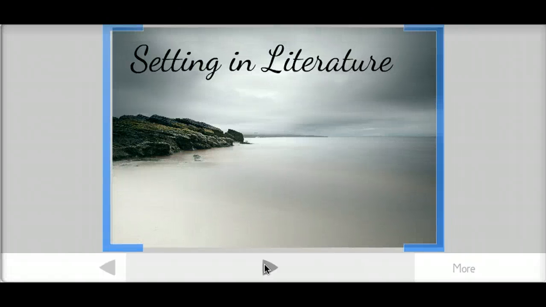Here's an example of that, an atmosphere. If this atmosphere was created in a story for us, it would be kind of gloomy, right? Because there's fog and a little bit of haze.